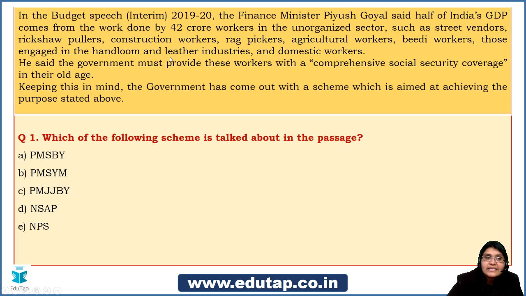The second point is related to a scheme connected to the budget announcement, so obviously it would have been in the news, okay? Let us now see which scheme we are talking about. Here is the first question, friends: which of the following schemes is talked about in the passage? Kindly come out with your answers, friends.